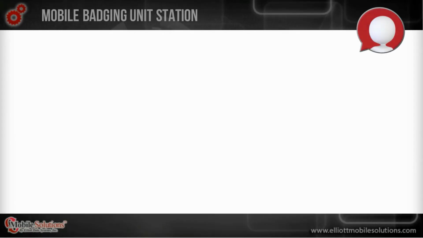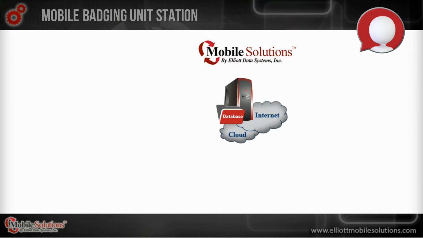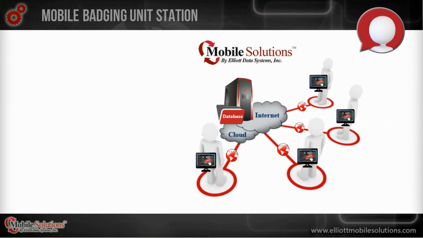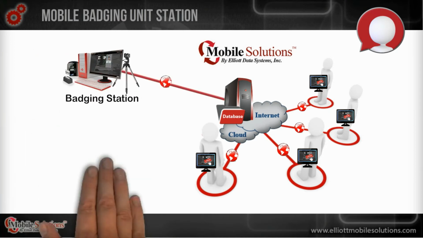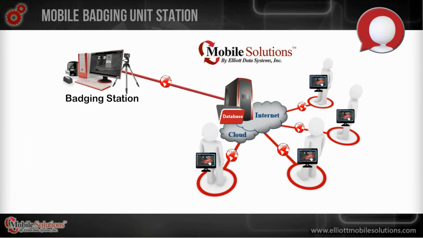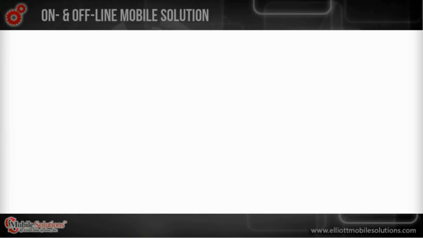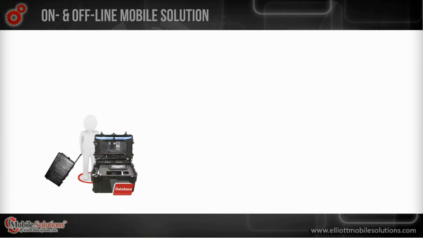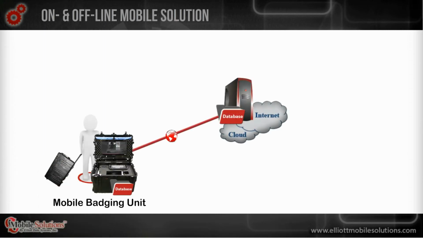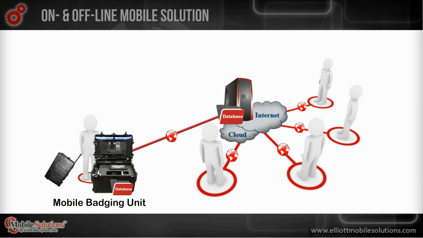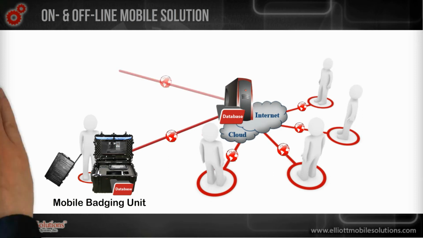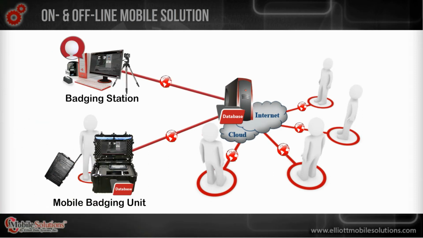Joe takes their existing mobile ID solution, including the mobile ID server in the cloud, multiple mobile ID online logins, a fully equipped badging station with mobile ID client, and then adds a mobile badging unit command center to Frank's location. This unit can be transported into the field and can work online like other off-site admin. But instead of requesting an ID from Joe's badging station, Frank can print IDs himself on the spot.